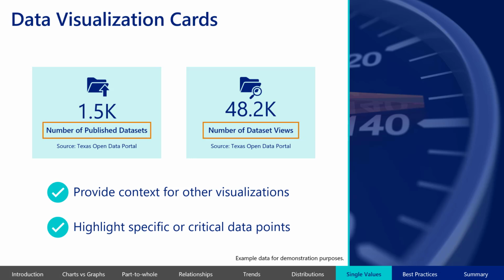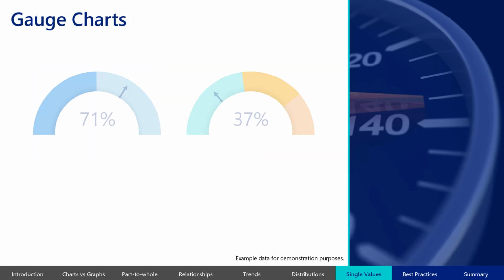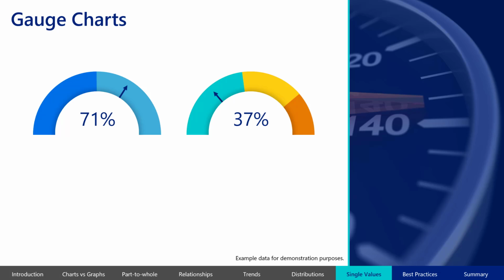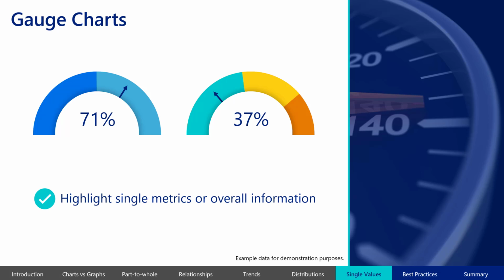Each card includes a title to describe what the number represents and may also include other information such as a date range or the data source. Gauge charts look a little like a fuel gauge in a car, and like data visualization cards, are often presented in a dashboard to highlight single metrics or provide overall information at a glance. This type of visualization is often used to display measures of performance or efficiency because they can tell the audience how far away something is from the target or goal.